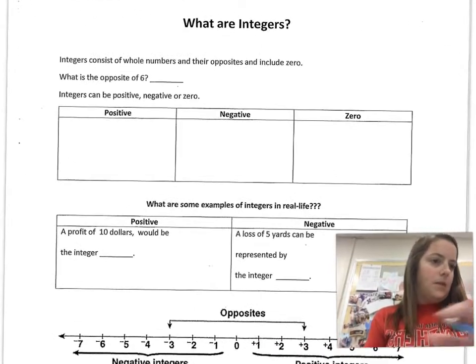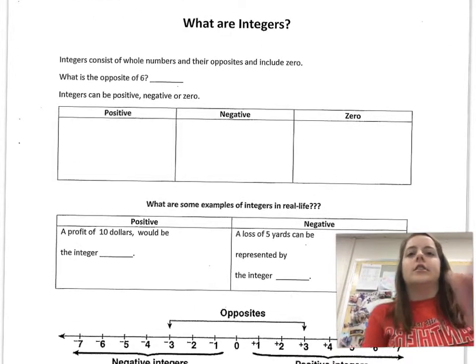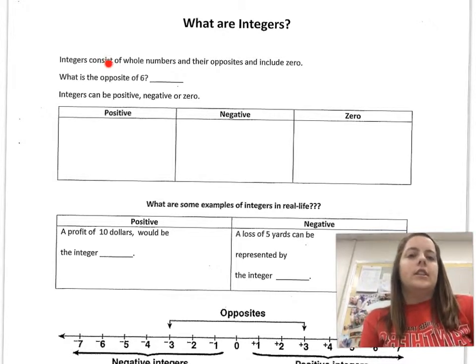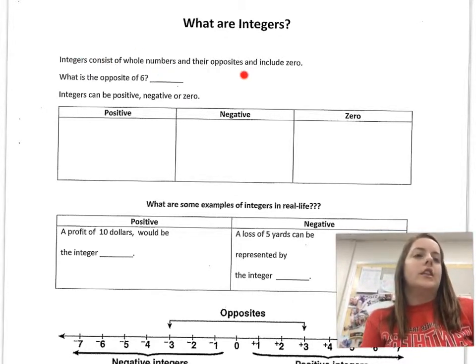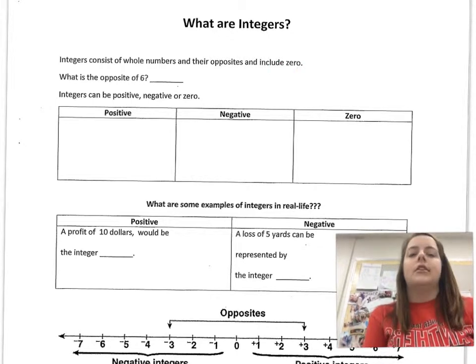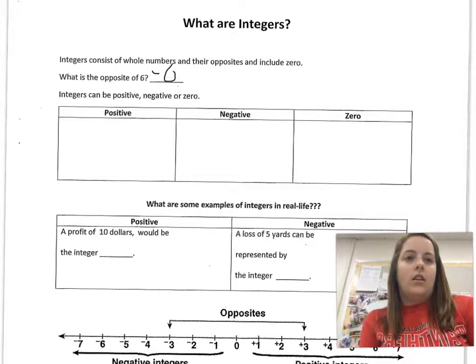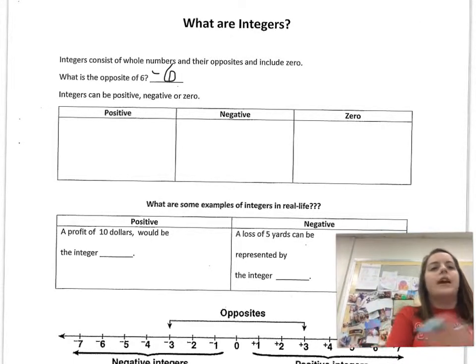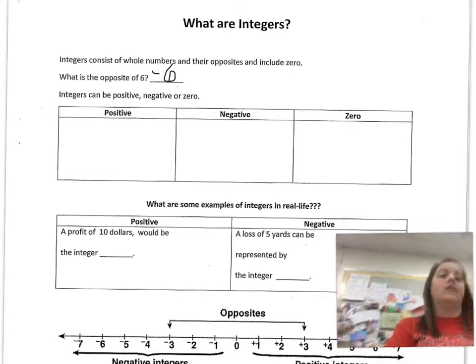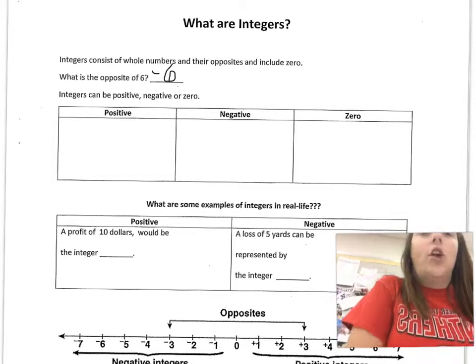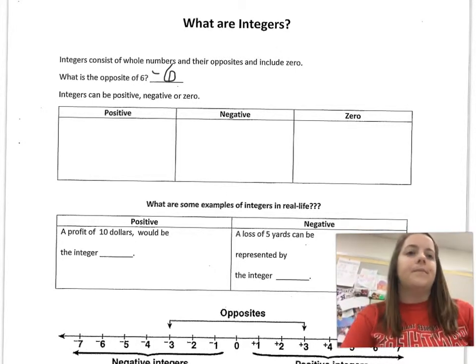So this is what it looks like. And it says, what are integers? I'm going to read here. Integers consist of whole numbers and their opposites, including 0. So what is the opposite of 6? The opposite of 6 is actually -6. So integers can be positive, negative, or 0. So we're going to look at this chart. We're just going to put some examples in here.